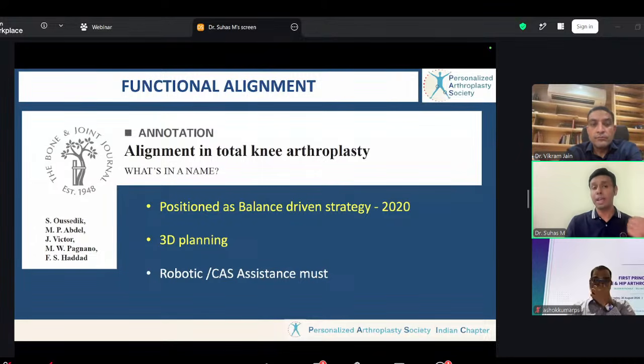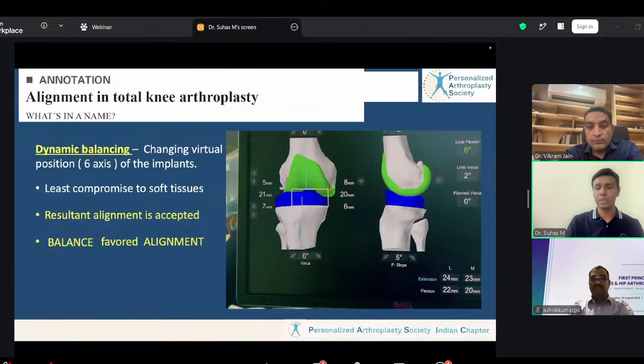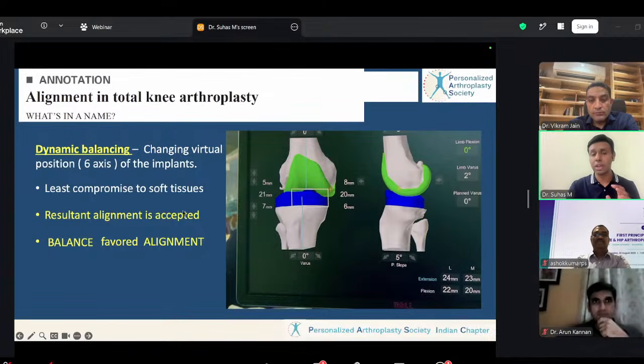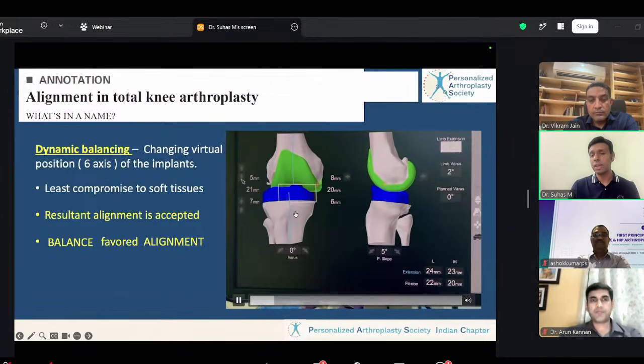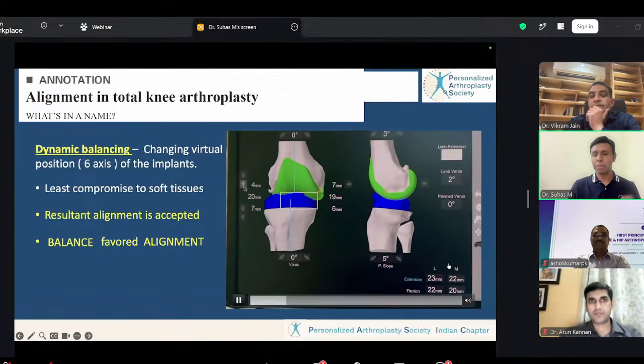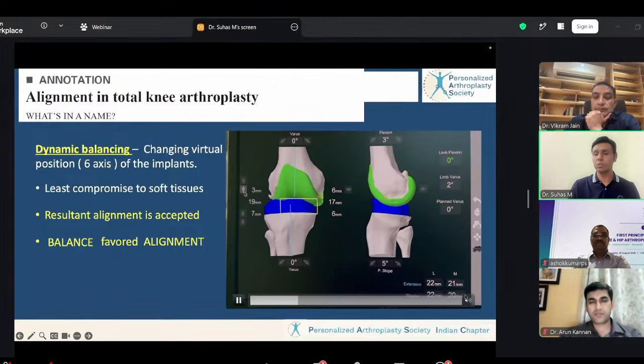Number two, kinematic alignment can be done with normal instrumentation, but functional alignment can only be done with technology, just like CAS or robotics. So here is a case where you can see on the right part of the screen, I have all different numbers. And here, because it is functional alignment, I have full freedom in moving the position of the implant, both femur and tibia, in all the 6 axes. And my goal is only to get these numbers to 18 as far as the triathlon is concerned.